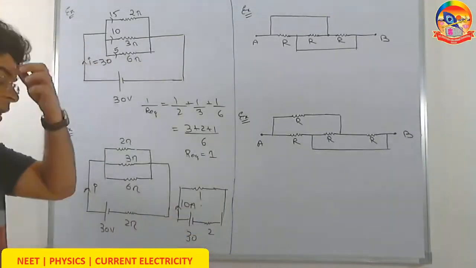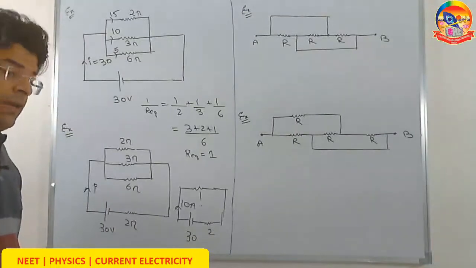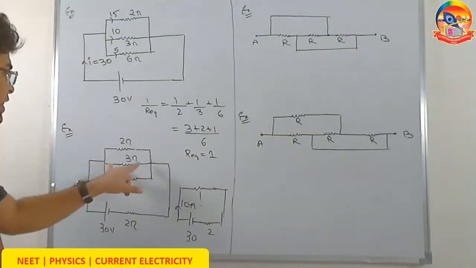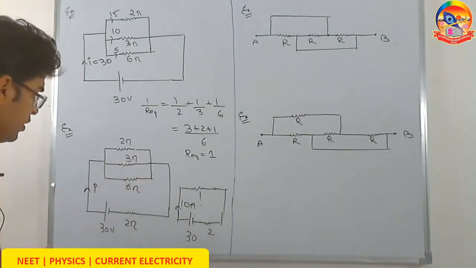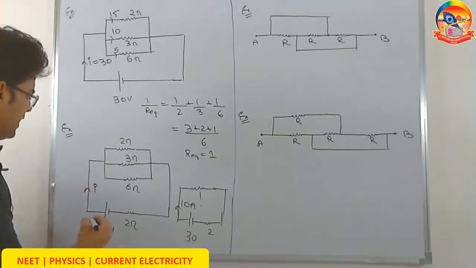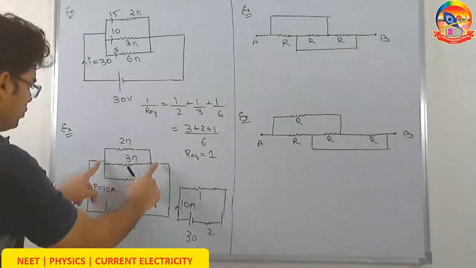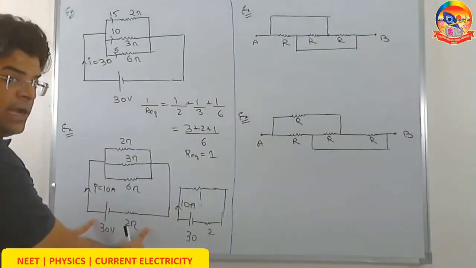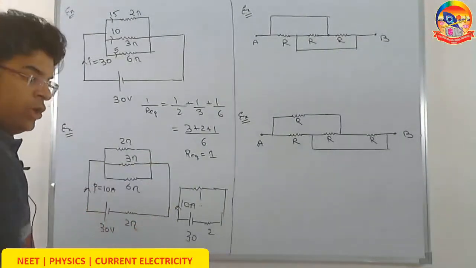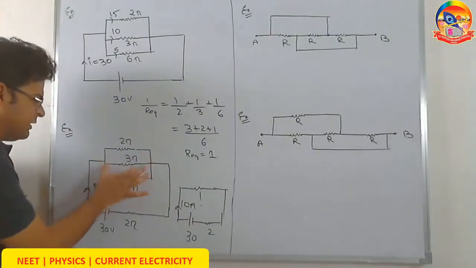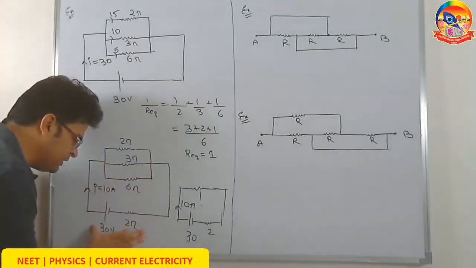Now somebody might be thinking, if they ask what is the current in each individual branch, how do we divide this 10 ampere of current in each individual branch? See, this 2, 3, 6 and this battery and resistor combination are in parallel. So the potential drop across 2 ohm has to be the same as 3 ohm, the same as 6 ohm, the same as the battery.